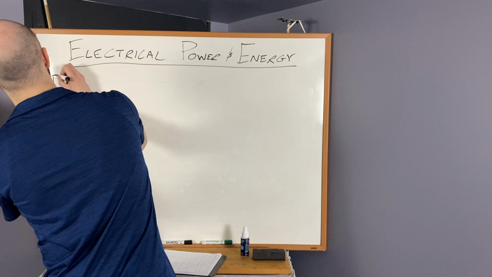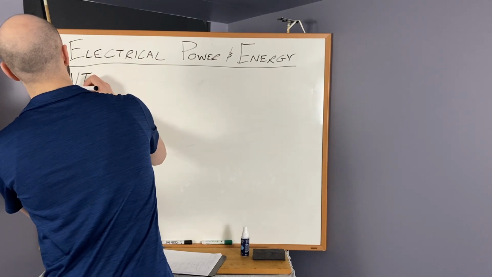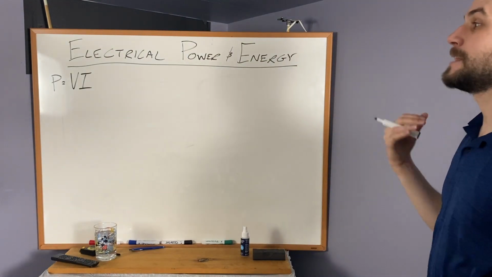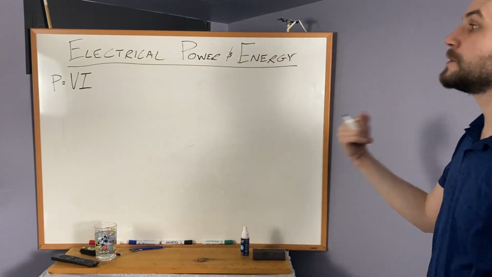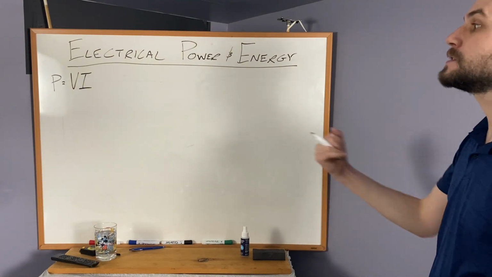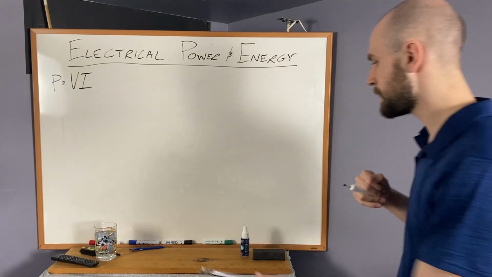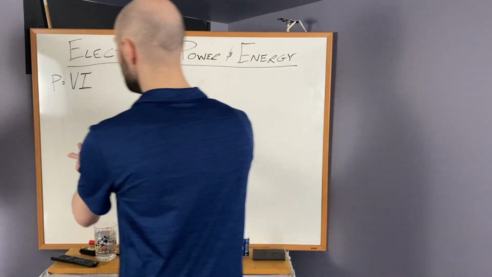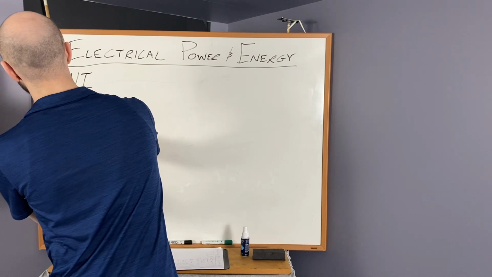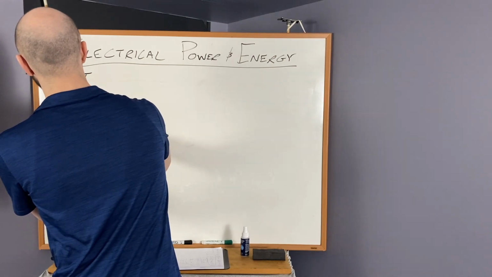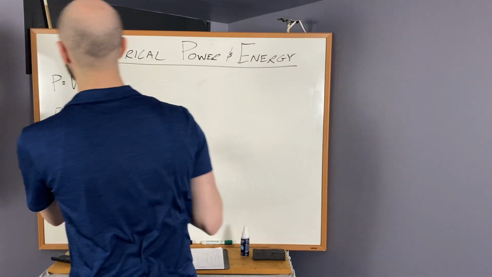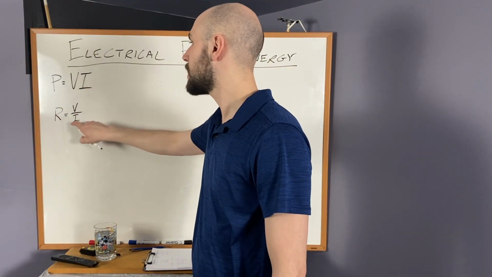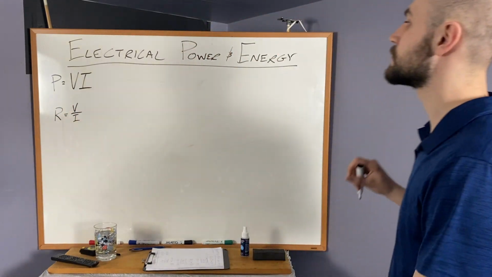So we know power is equal to voltage multiplied by the current. Now, like I said, what if we don't know voltage, we don't know current, but we know something about the resistance? Could we build another equation for electrical power? Well, recall Ohm's law from the last video. Ohm's law states that resistance is equal to voltage over current.